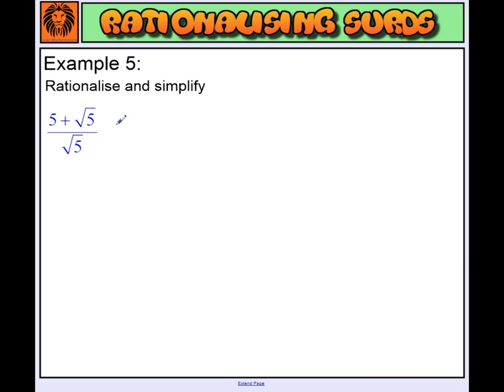With our last example, we need to rationalize and simplify 5 plus root 5 divided by root 5. And again, we know that we need to rationalize the denominator. So to do this, we need to multiply the top and bottom by root 5. Now this will give us root 5 bracket 5 plus root 5. The denominator will be root 5 times root 5, which will give us 5.